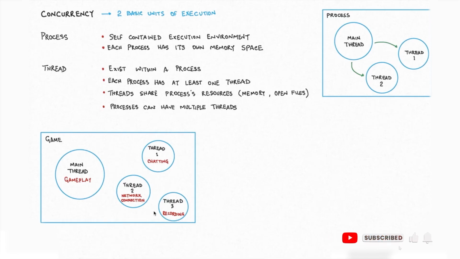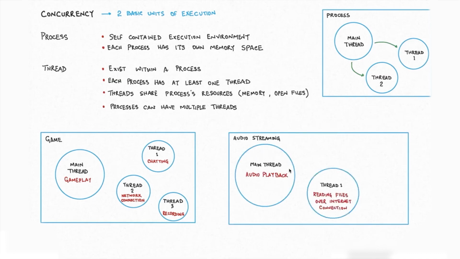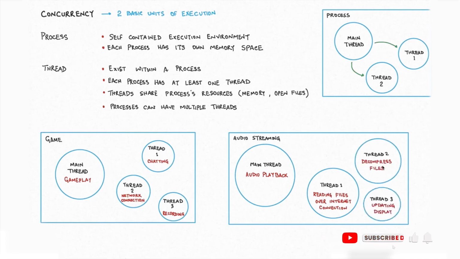Let's look at a different example. Let's say you're streaming audio, let's say a podcast, or you're listening to music on Spotify. So our process would be the audio streaming application, and there the main thread probably will be in charge of managing the audio playback, while other threads might be used to do different things. For example, if you're listening to a song, that song does not reside in your system's memory. So if you are to hear the song, then it has to be read over the internet connection. So a thread might be managing that connection and reading the files over the internet, while a different thread might be decompressing those files so that you can play it back on your computer. At the same time, a fourth thread might be updating the display on your screen, which might let you know how many minutes of the song you've already heard.